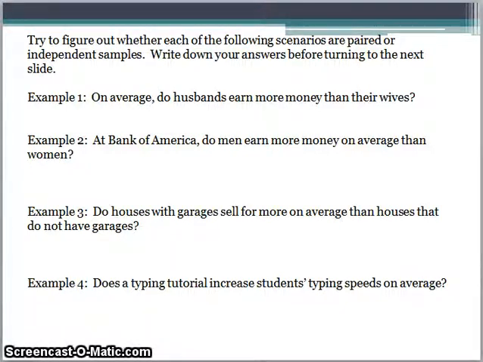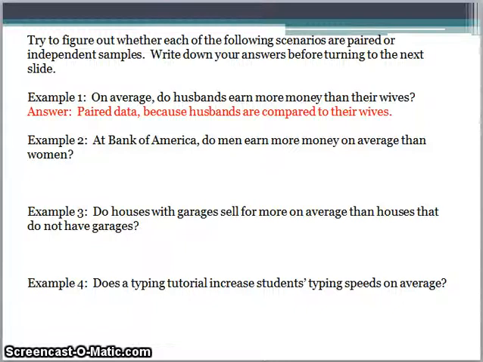Alright, so the first one: on average, do husbands earn more money than their wives? That one, we have husbands compared to their wives. So you would have to have those husband-wife pairs together. You couldn't separate those in any way. So that one is going to be paired data. Okay, so you wouldn't want to compare one husband to somebody else's wife. You'd want to compare husbands to their wives.